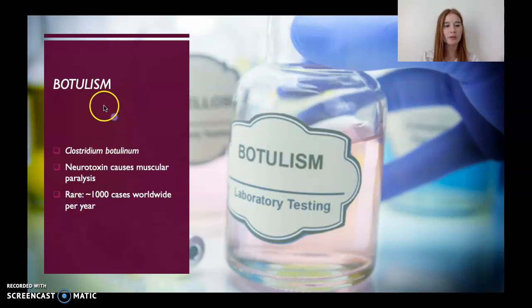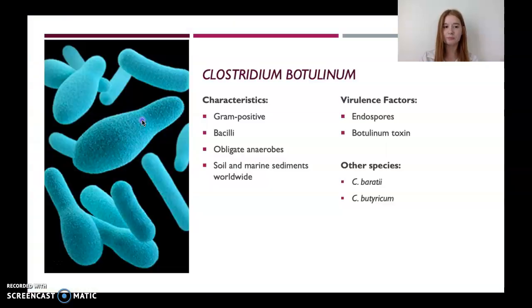Just a quick overview of the disease. It is caused by a bacteria, Clostridium botulinum, a bacteria which can produce a neurotoxin which causes muscular paralysis in humans, starting with the face and descending to the rest of the body. If it progresses and affects the muscles involved in breathing, it can cause respiratory failure and even death. This disease is also very rare. There's only about 1,000 cases worldwide per year.